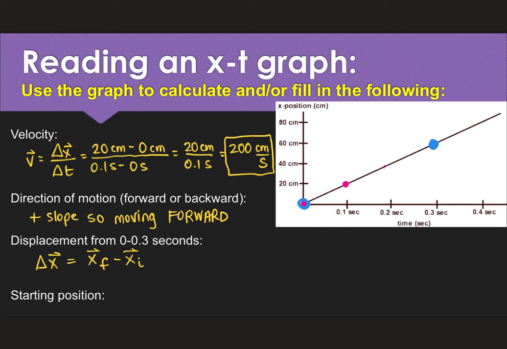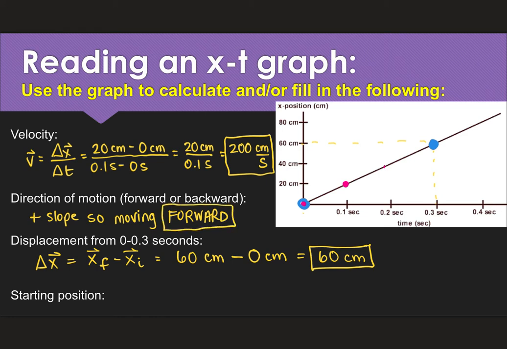Okay, so what's my final position? If I come over here to 0.3 seconds and come up to my dot and then come over here, I can read that final position at 60 centimeters, minus my initial position. Well, that's 0 because I used the origin. 0 seconds at 0 centimeters. And that tells me that my displacement is a total there of 60 centimeters. Boxing your answers helps me see what it is that you actually figured out.